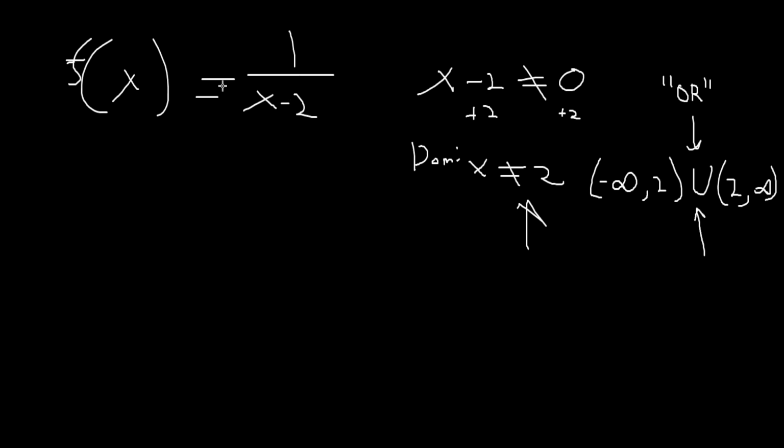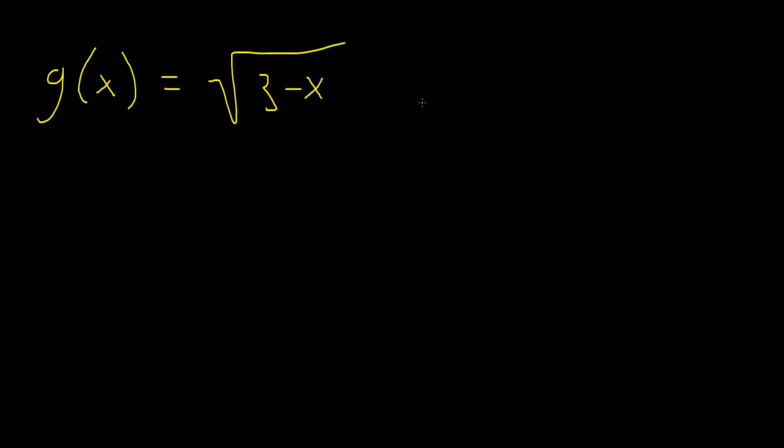So with that in mind, let's now do another one. Let's say g of x is equal to the square root of 3 minus x. When we're talking about square roots, we can't take the square root of a negative number, right? A negative number just means that it is less than 0, but we can take the square root of 0. So it needs to be greater than or equal to 0.